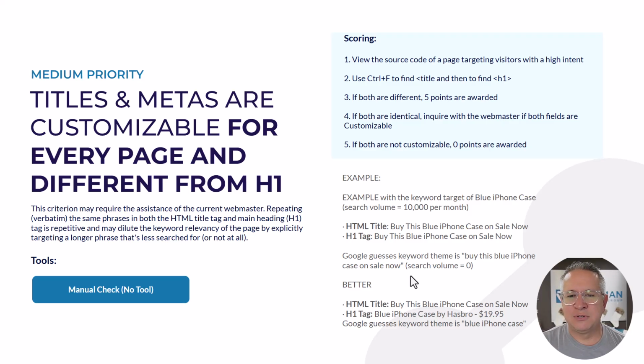Titles and meta descriptions should be customizable for every page and different from the H1 tag. Other SEOs might argue with me. This is my experience. My experience is that if we use the same long phrase in the title and in the heading, then we're going to rank great for that long phrase. But our goal is to rank for the shorter, more competitive phrase.